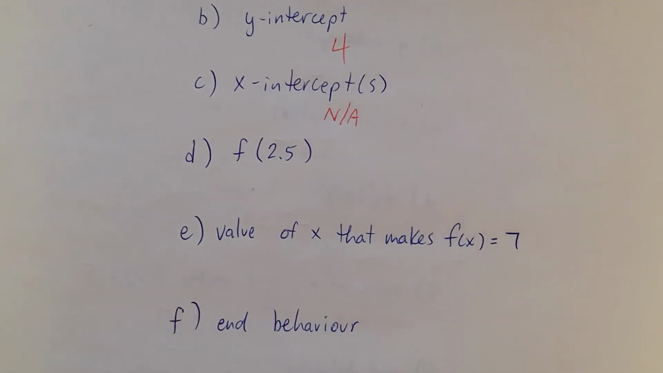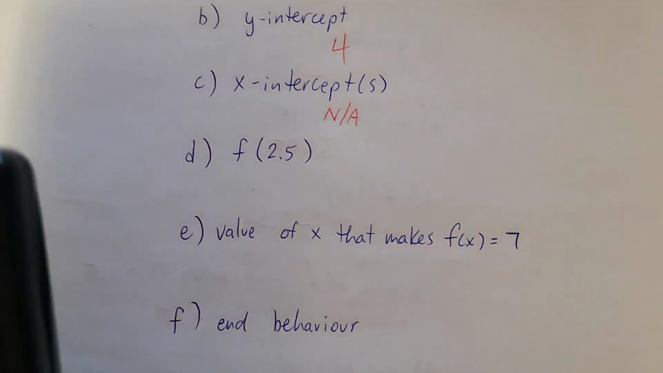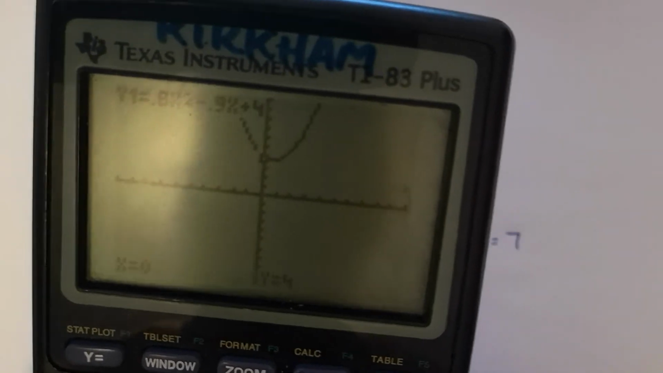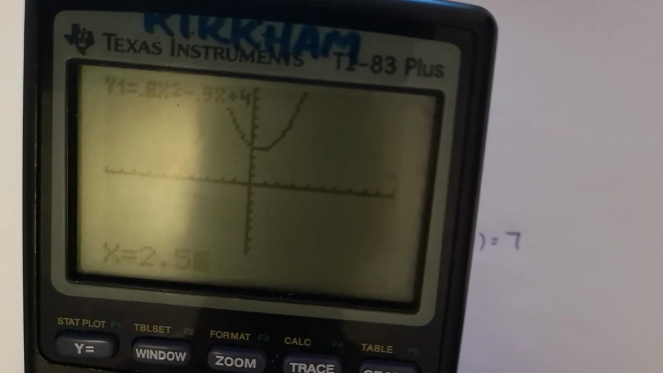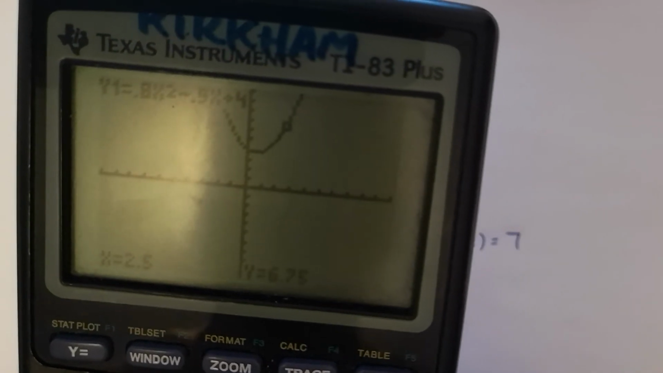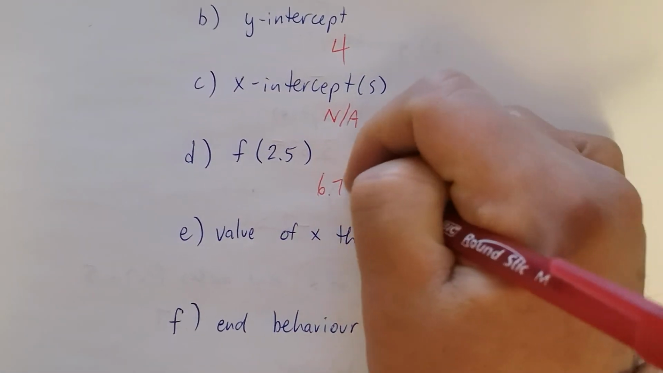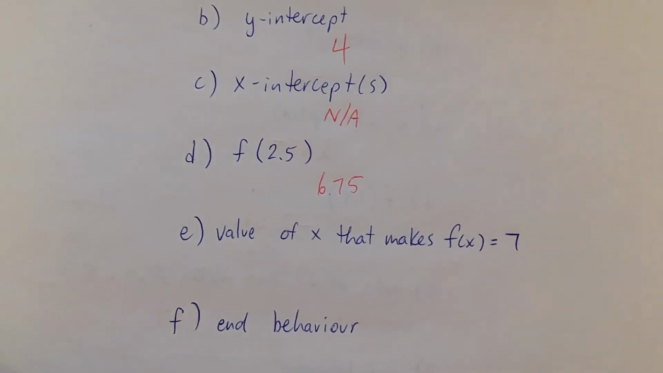Okay, next we want to find out the value of the function when x equals 2.5. You could put it into the equation, but what I've suggested is if you do trace 2.5, hit enter, you get your answer really quick, 6.75.